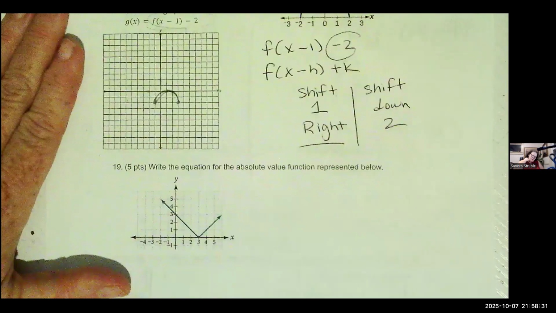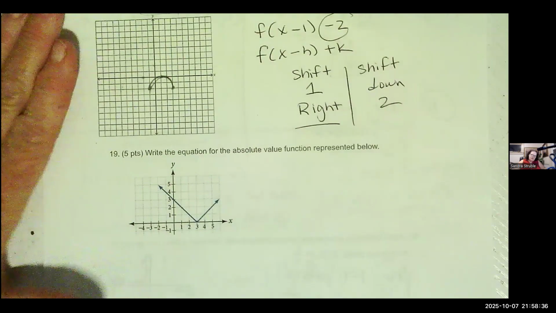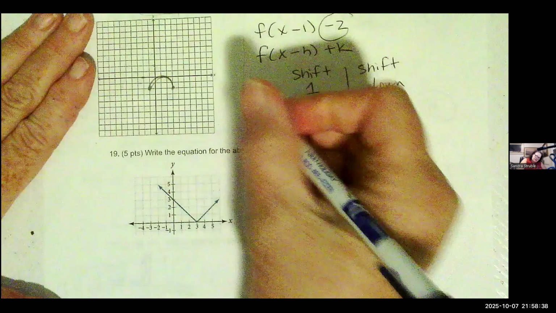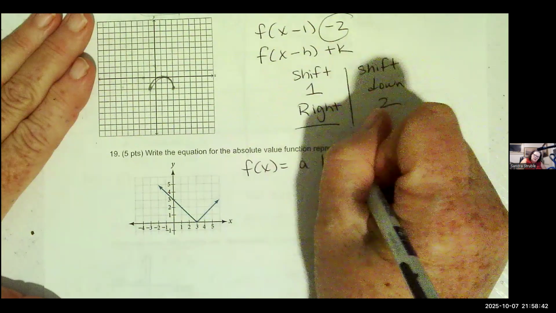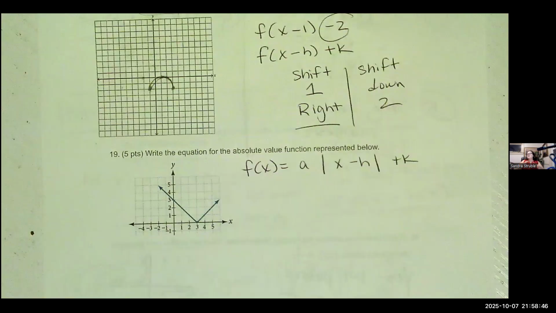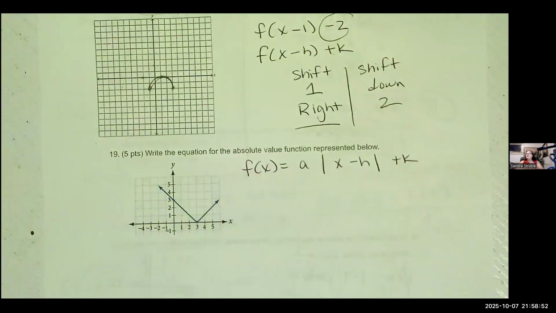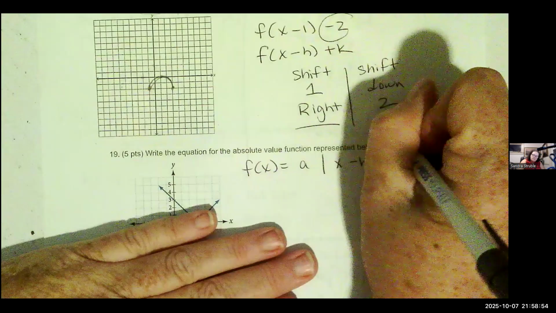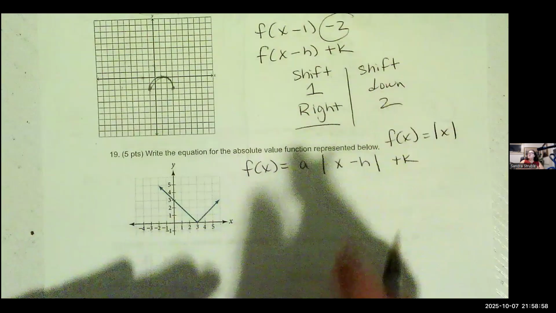Write the equation for the absolute value function represented below. Same thing. f of x is a absolute value of x minus h plus k. The x minus h happens inside the absolute value and then plus k. Hopefully you know that the toolkit function is the absolute value of x, because then we can expand on that.